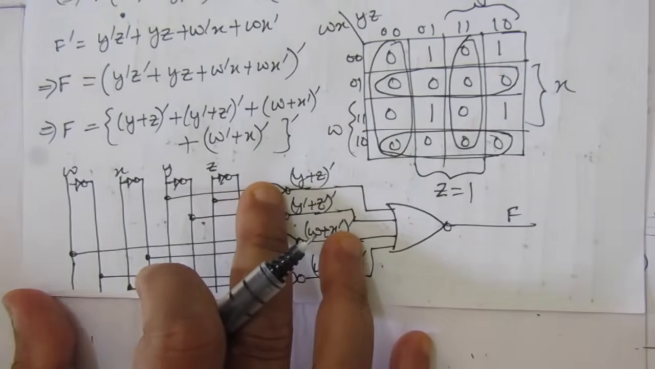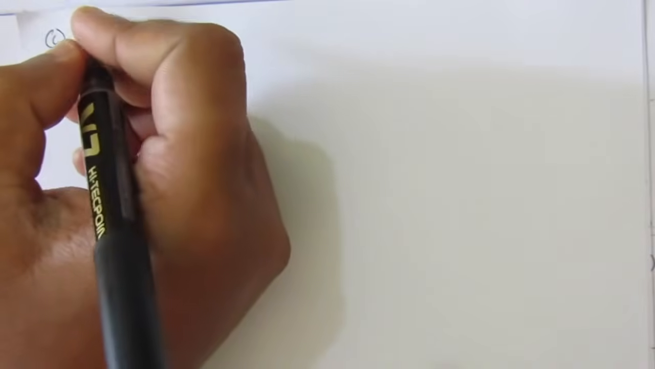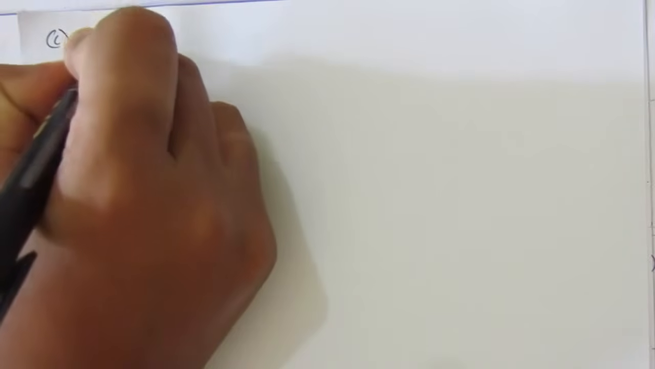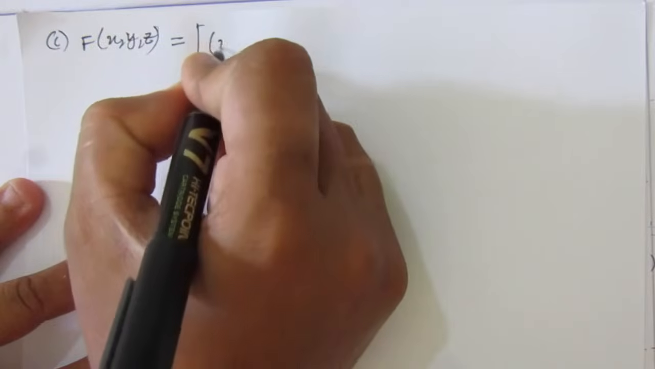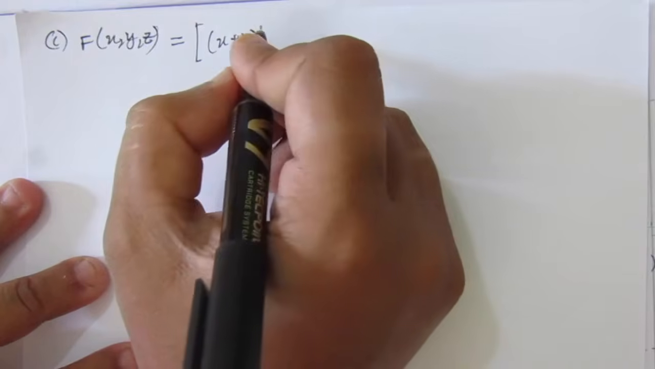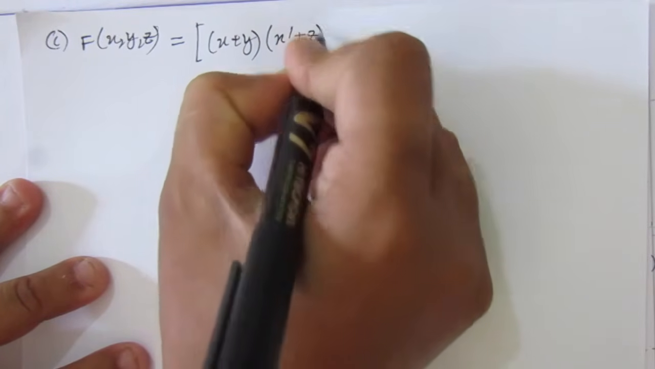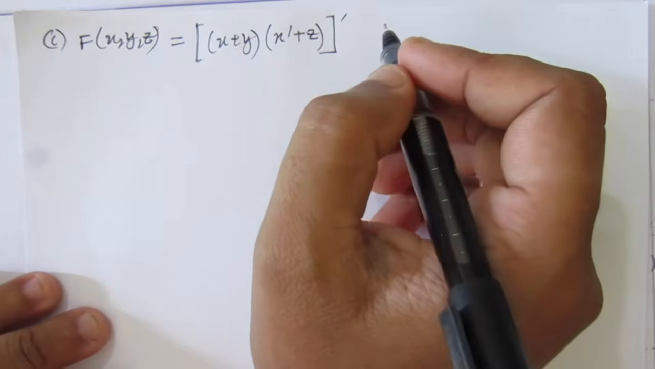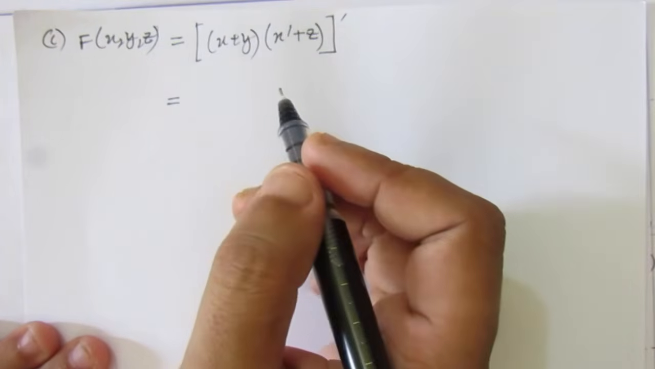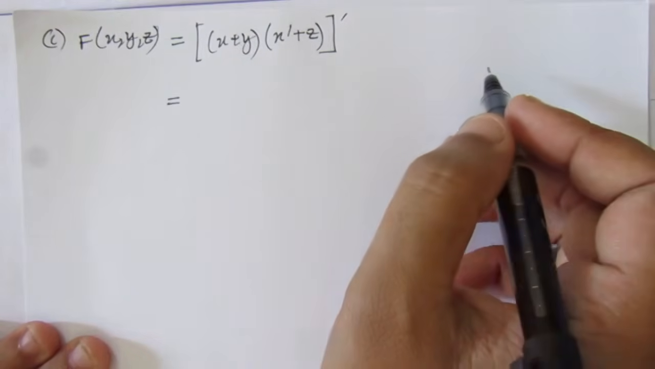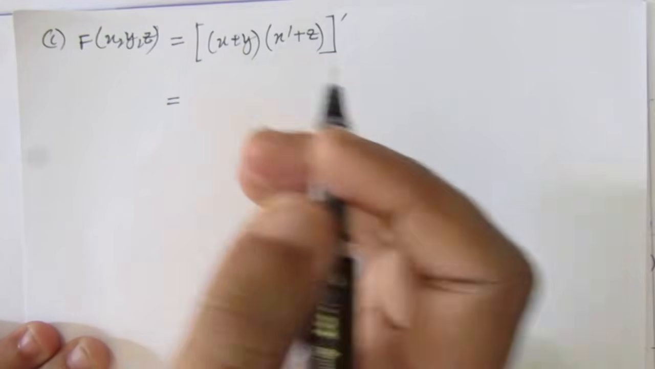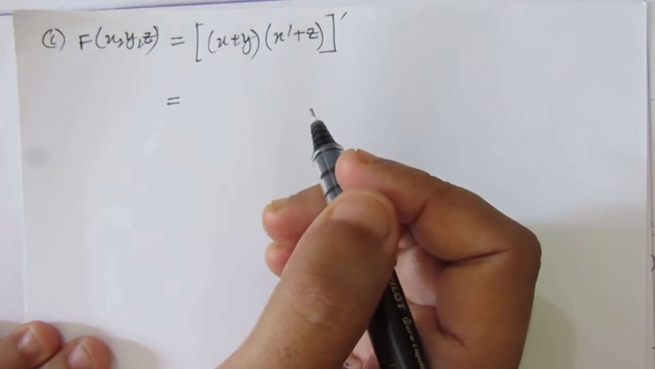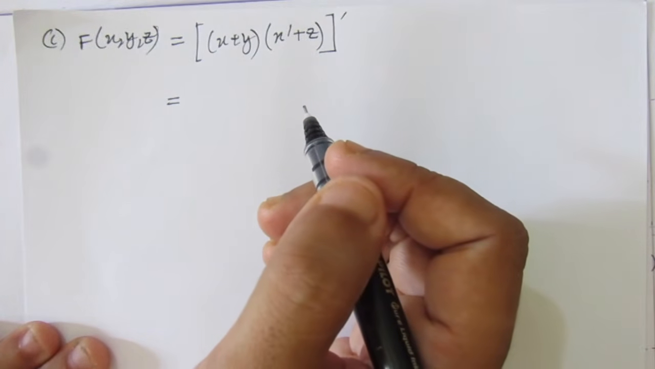Now let us go to the third part of the problem. In the third part we have C, f of x, y, z equals ((x plus y) whole into (x bar plus z)) whole complement. First of all, let us simplify this one. We need not use any kind of table here; we can simplify it directly, because the question does not say we have to draw a 4 variable map or Karnaugh map. If you can simplify from the expression itself, you need not draw it.